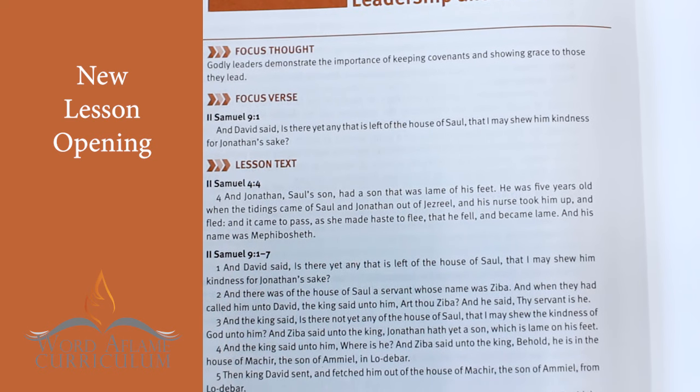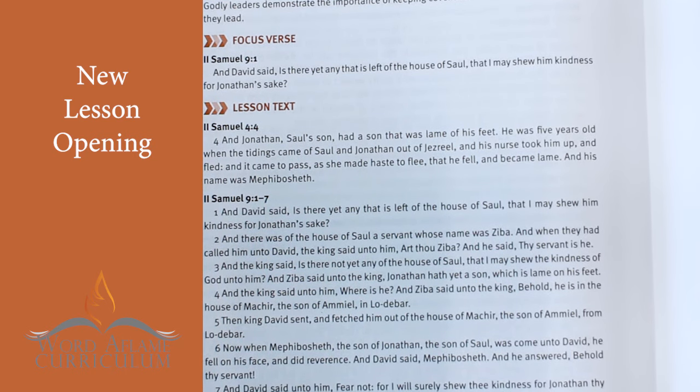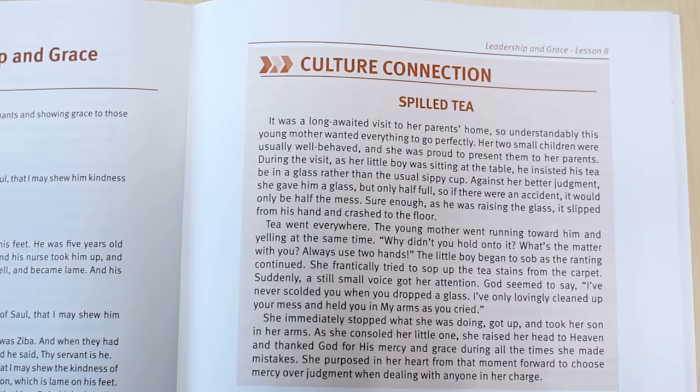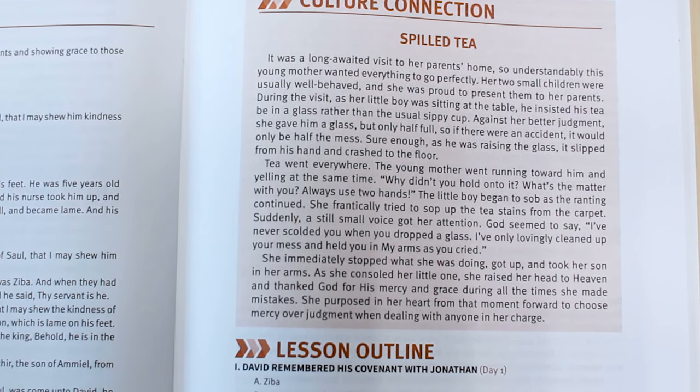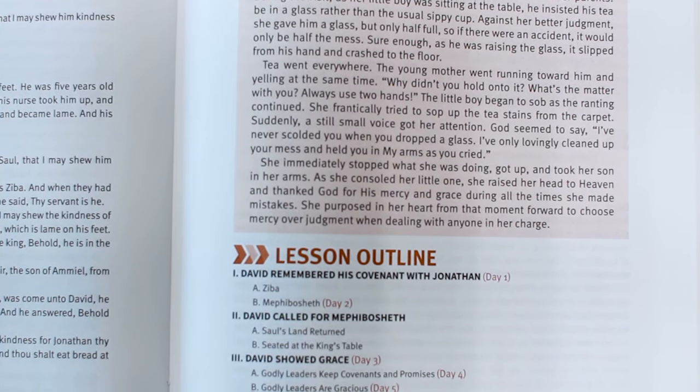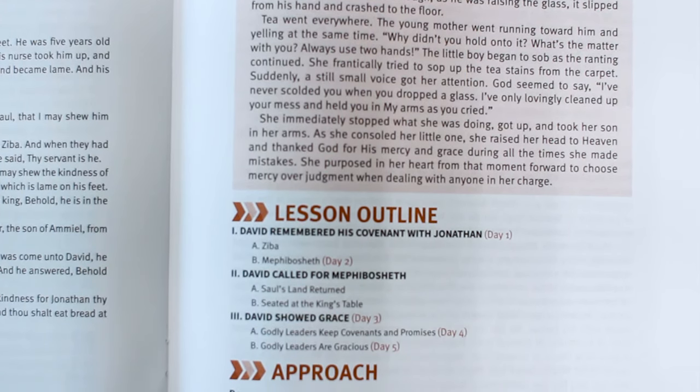At the beginning of each lesson, you're going to see a focused thought, a focused verse, and then the whole lesson text. That's going to be on one page, so you have all that information there. Many of you said that you liked the culture connection being a part of the student workbook, so we have kept that also. But one thing we have added that we didn't have in previous versions of this workbook is the lesson outline. Those main bullet points that the teacher sees at the beginning of their lesson manual, the students will also have. So they'll be able to follow, at least on a high level, the direction of the lesson.